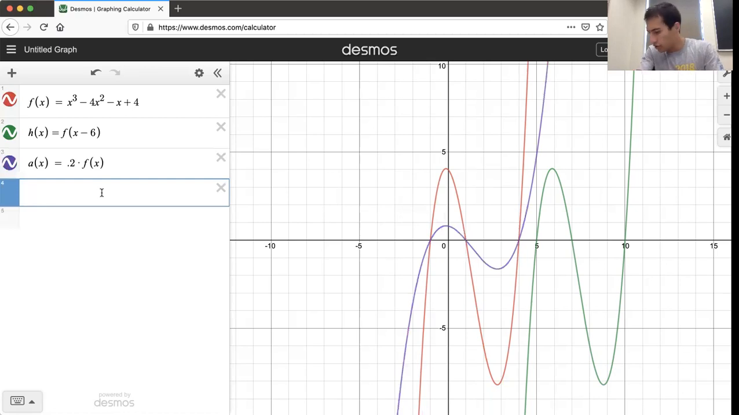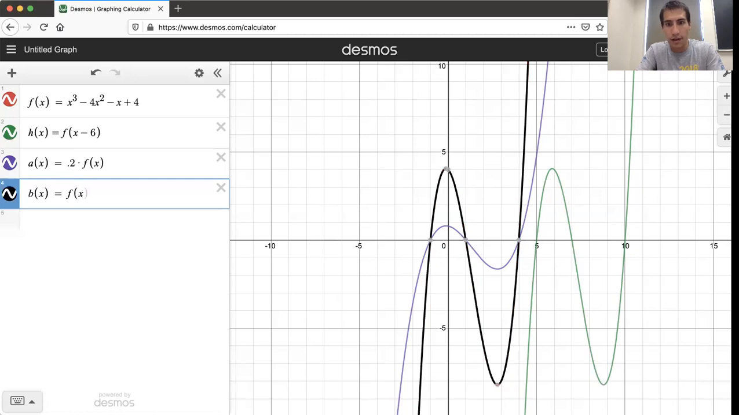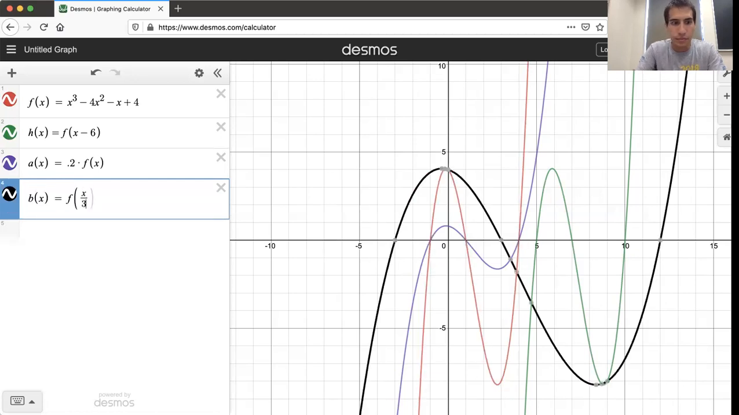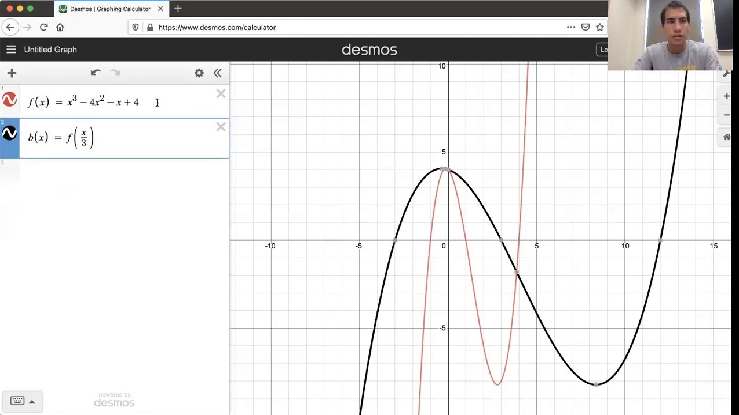Okay, and now for a horizontal stretch, I'll define finally this fourth function, b of x, which I'll define by f of, let's say, x divided by 3. Let me get rid of these other functions to make this slightly more clear. So I started with my red function f of x, and now I'm taking this black function b of x, which is f of x over 3, and it looks like it's stretching it out horizontally. And you can think about why this is the case.